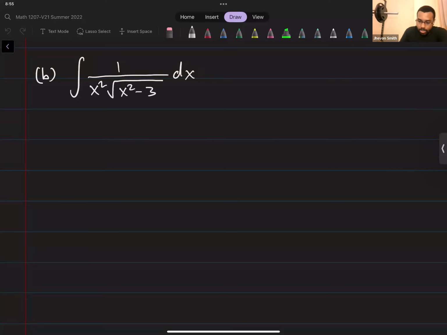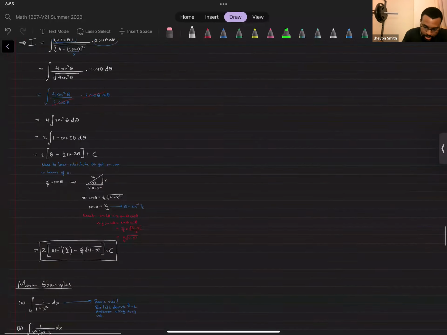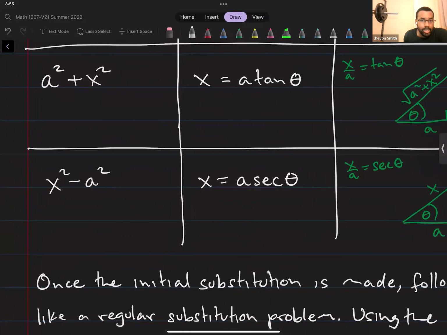However, you notice that I can think of x squared minus 3 as x squared minus radical 3 squared. So this means that my a is radical 3, and I can get trig functions into here to help me out. I would say my x is equal to radical 3 secant theta. Why radical 3 secant theta? Because when we have x squared minus a squared, the secant is a convenient thing to use, because it allows us to get a tangent in there.